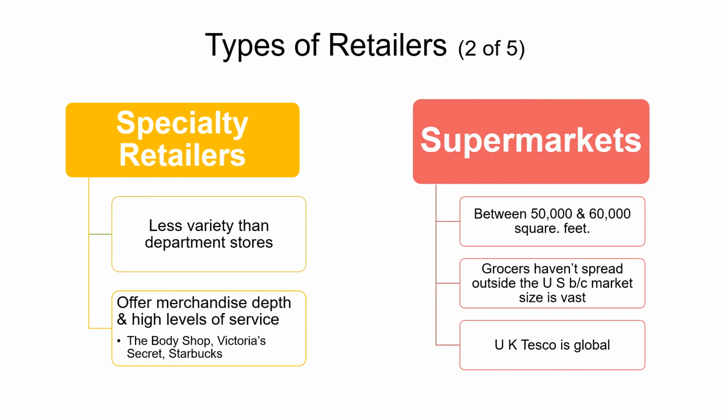Supermarkets are between 50,000 and 60,000 square feet. Grocers have not spread outside of the US. Market size is vast. UK-based Tesco is one of the retailing groups that is expanding globally, while home country sales still account for approximately 80% of overall sales. The company has operations in more than a dozen foreign countries.